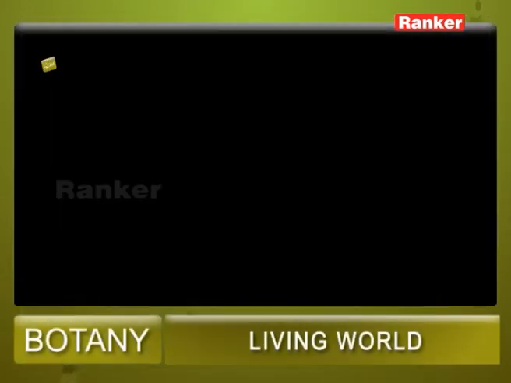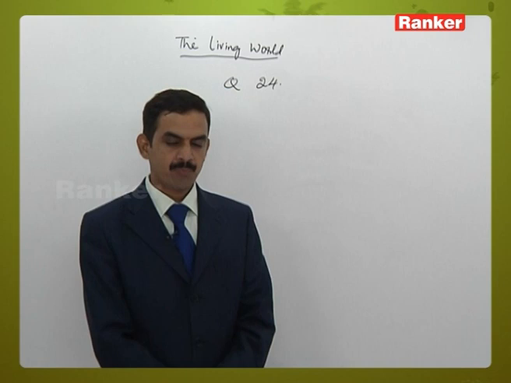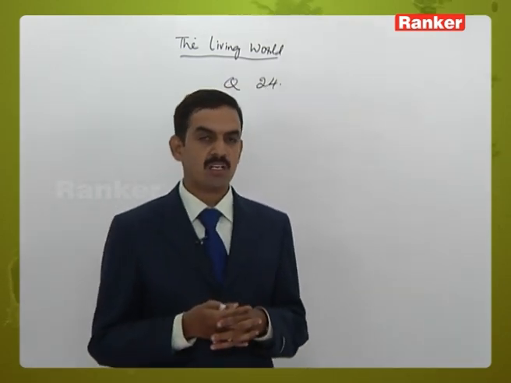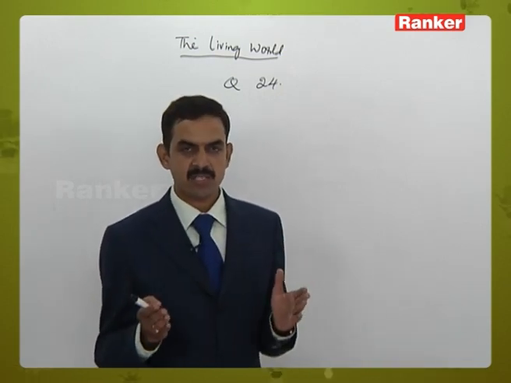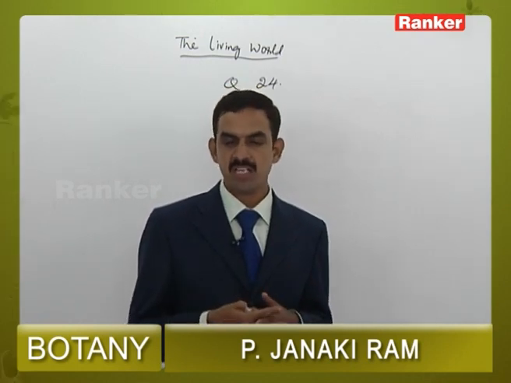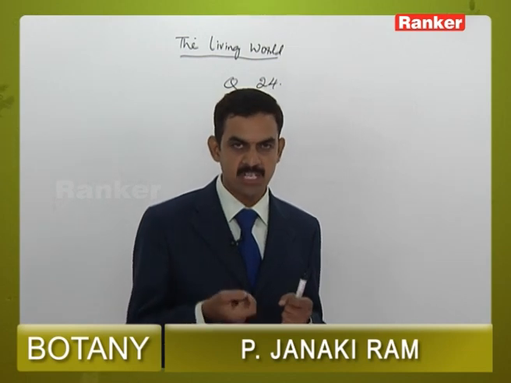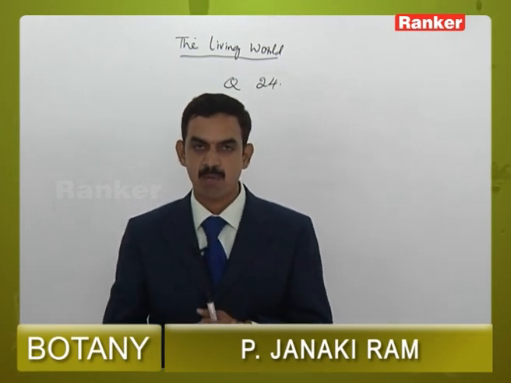Question number 24. Herbarium specimens are arranged according to. Options: 1. Natural classification, 2. Artificial classification, 3. Phylogenetic classification and 4. Universally accepted classification. Herbarium is a collection of dried specimens of plants. The twigs are collected, pressed and kept on a herbarium sheet, and to that sheet all the characters related to the collected plant species are added. So we call that a herbarium specimen.